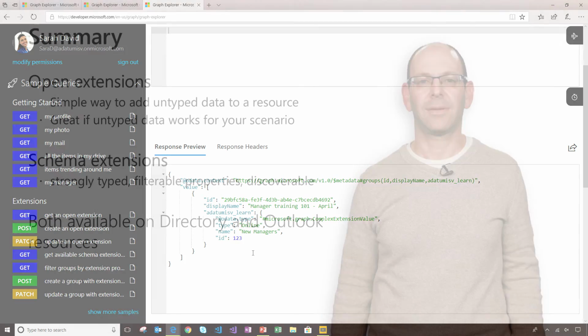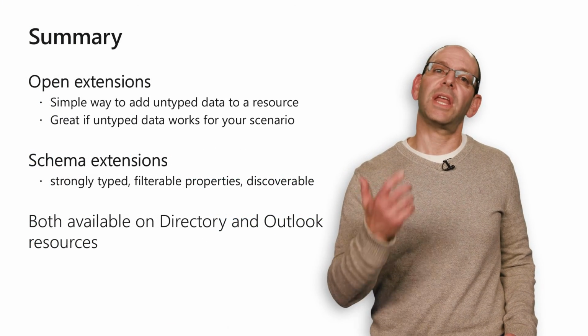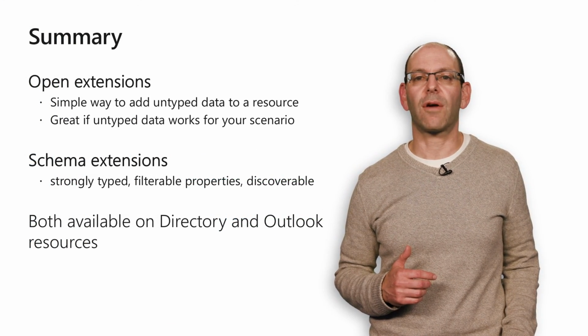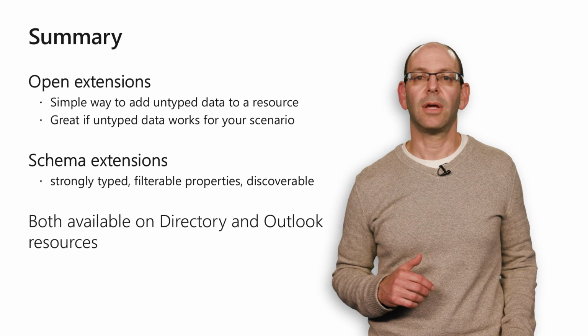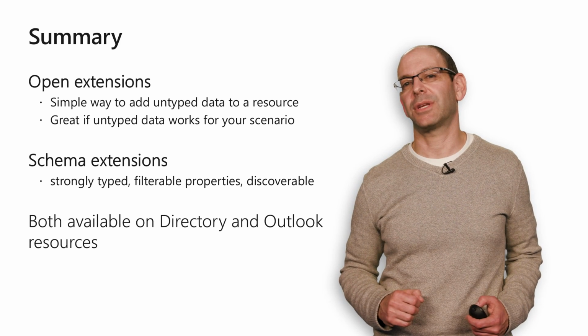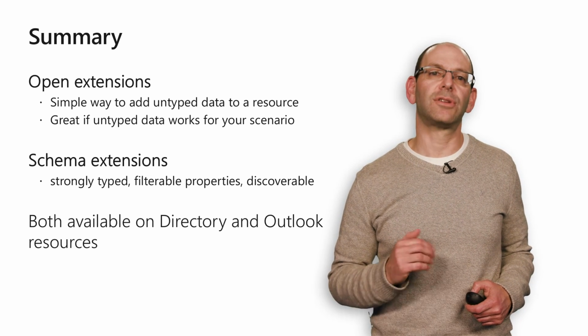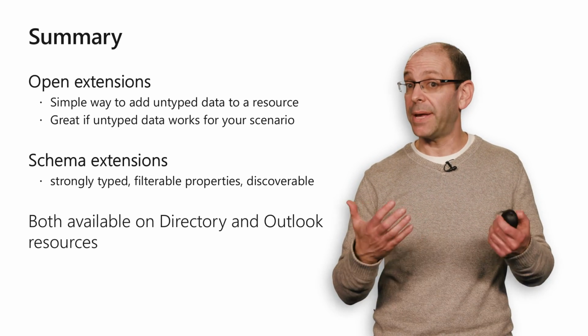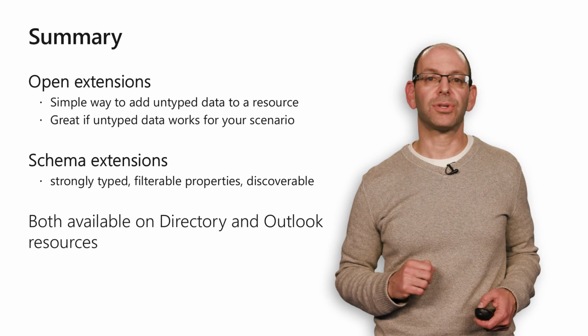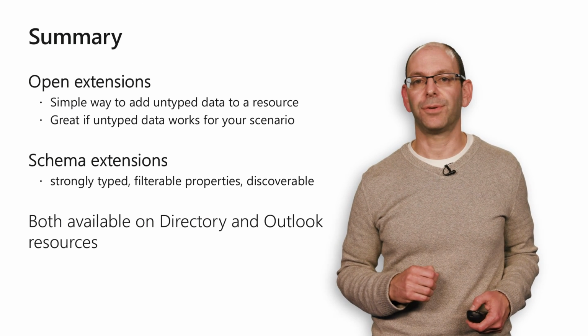How easy was that? So in this video, we've seen how you can easily extend Microsoft Graph resources with your own custom data using both open and schema extensions. These extension mechanisms are available for both Outlook and directory resource types, like messages, calendar events, users, groups, and organization.